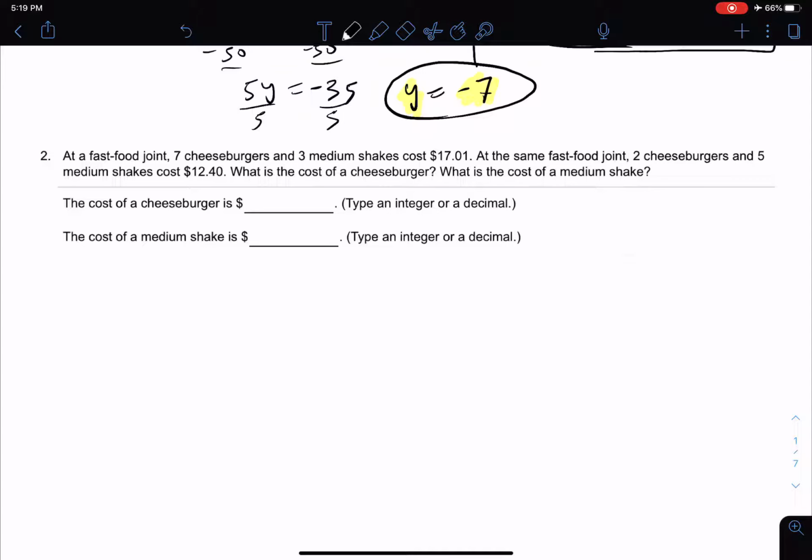Anyways, at the same fast food joint, 2 cheeseburgers and 5 medium shakes cost $12.50. What is the cost of a cheeseburger? What is the cost of a medium shake? So there is the question again.